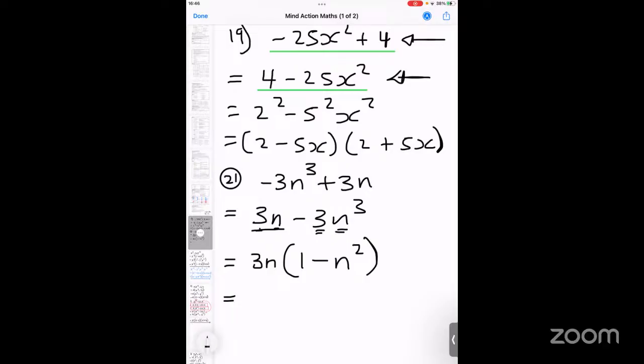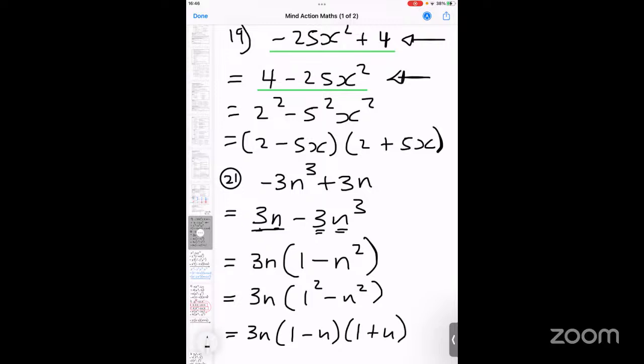Next we're going to write 3n open bracket 1 to the power of 2 minus n to the power of 2 close bracket equals 3n open bracket 1 minus n close bracket open bracket 1 plus n close bracket. Yes, and then that is the end of it.